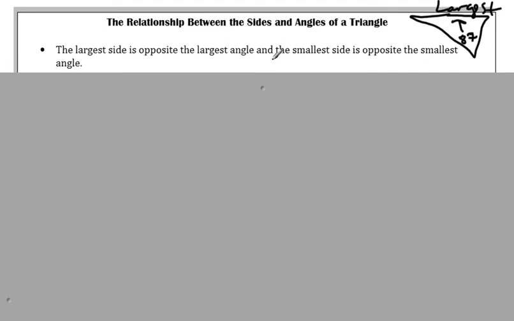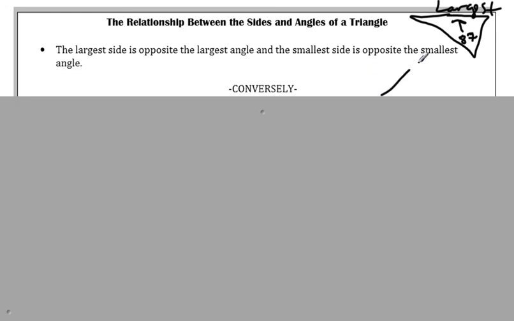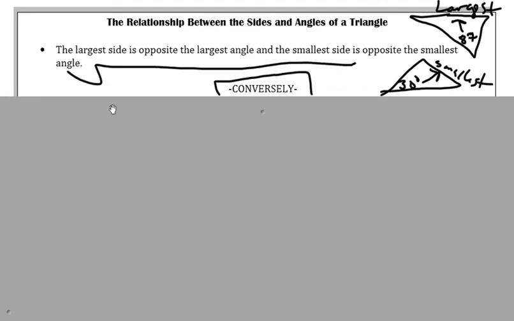And the smallest side is opposite the smallest angle. So let's say that this is the smallest angle, 30 degrees. Then opposite the smallest angle is the smallest side. So this would be the smallest side. Conversely, remember your converse, you take this statement and you flip it.